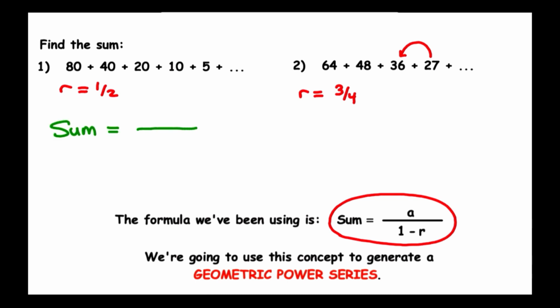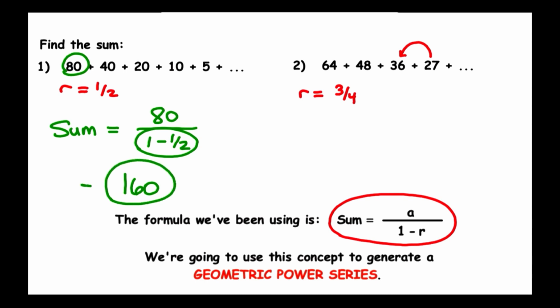Using the formula, we have term 1, which is the 80, over 1 minus r. This is 80 divided by 1/2. That's the same as 80 times 2. It's going to add up to 160. You will never get past 160. Even if you could make it to infinity, you'd be at 160. So that's the actual answer.